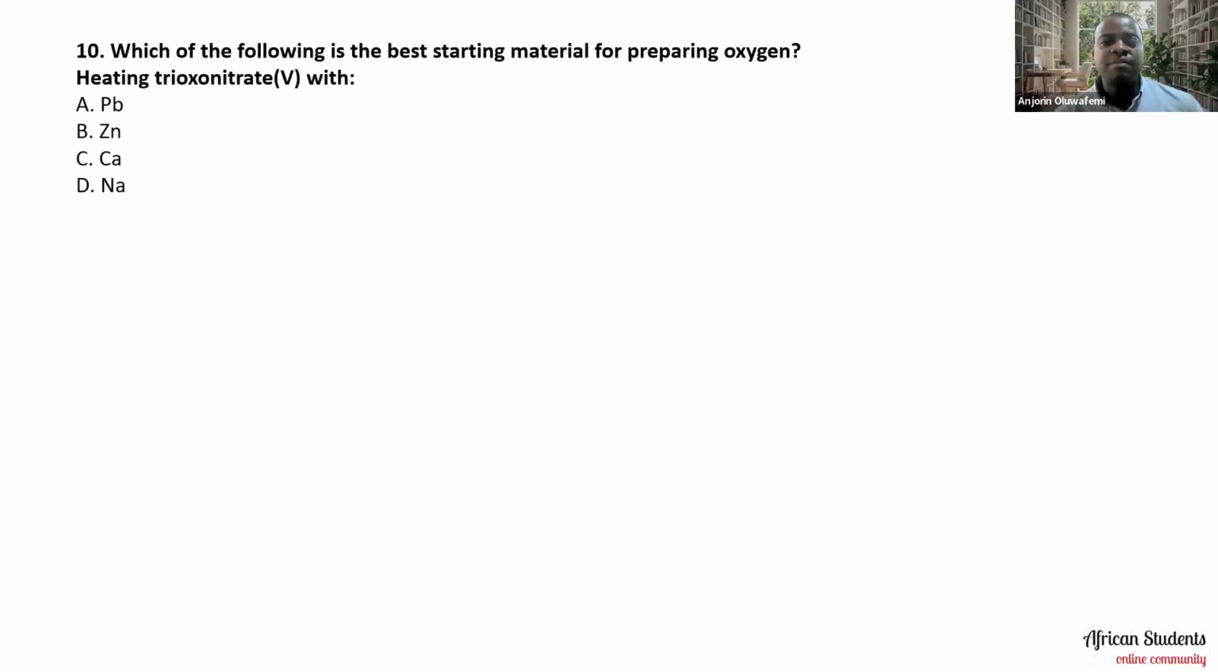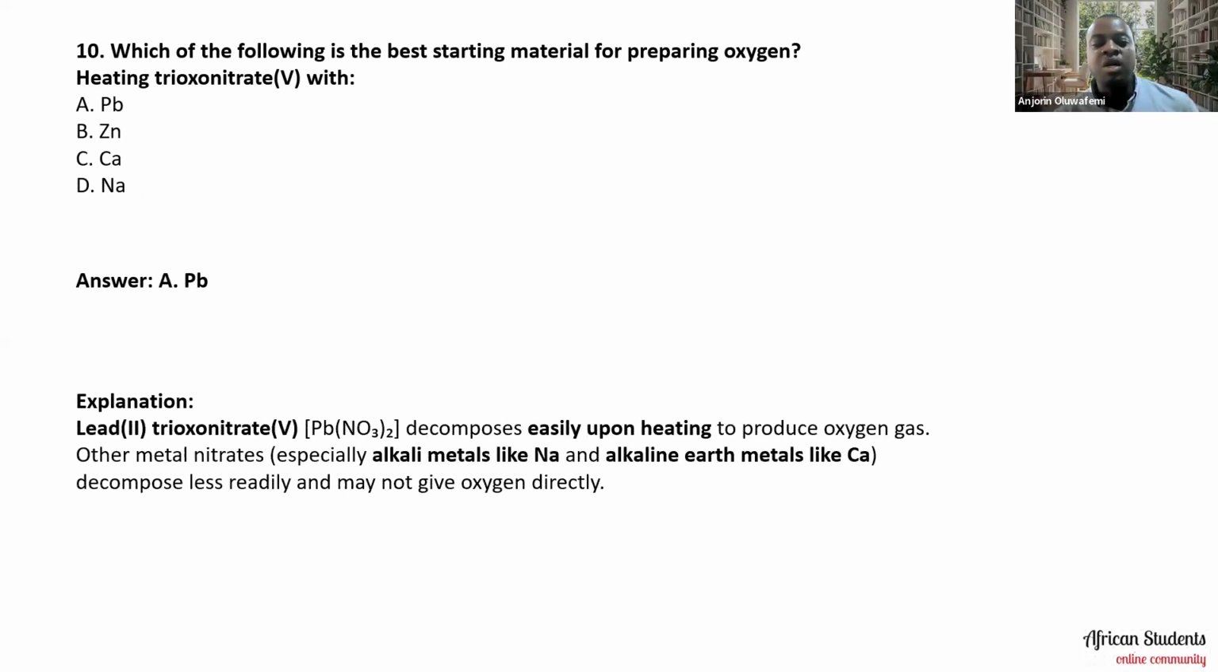Which of the following is the best starting material for preparing oxygen? The nitrate of A, lead, B, zinc, C, calcium, D, sodium. The answer to this one is lead. You heat it, lead nitrate. And the reason is because lead(II) nitrate decomposes easily upon heating to produce oxygen gas. Other metal nitrates, especially alkali metals like sodium and alkaline earth metals like calcium, decompose less readily and may not give oxygen directly. So that's just a distinction there.